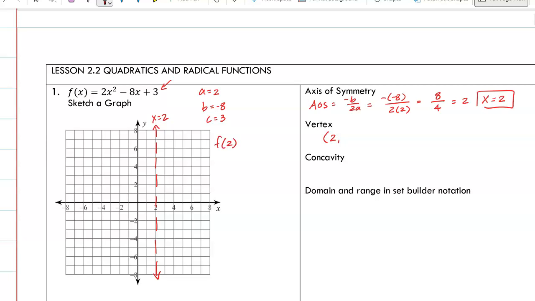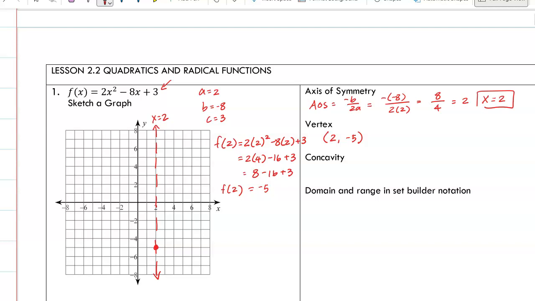Now I am going to input 2 into the function to figure it out. 2 times 4 minus 16 plus 3, 8 minus 16 plus 3, that's going to be, is it negative 5? Negative 5, so 2 comma negative 5. Right there. Okay. What is the y intercept of that?